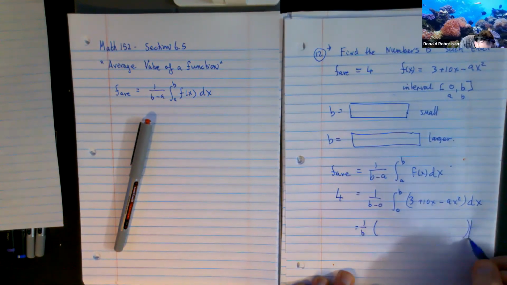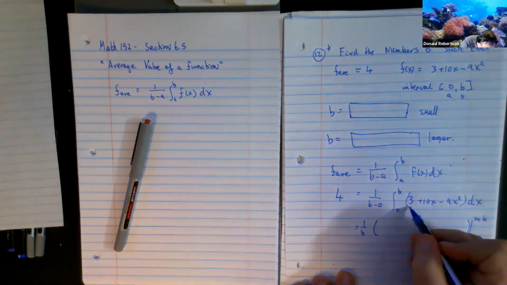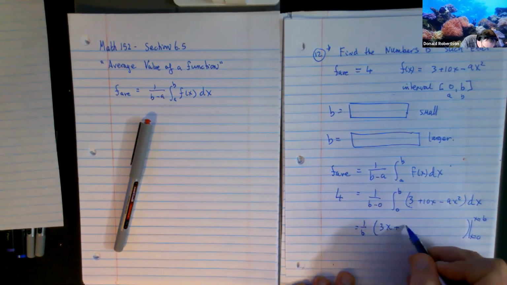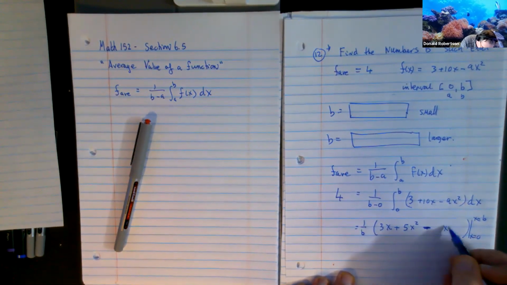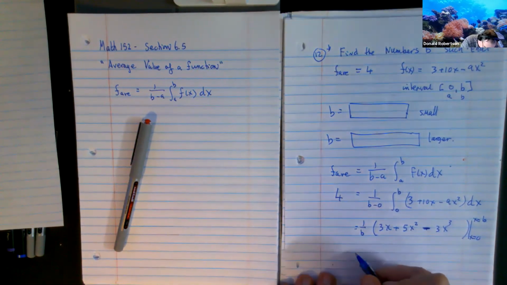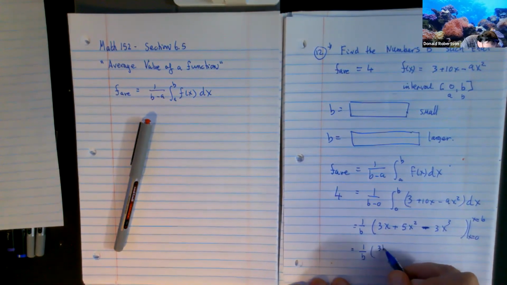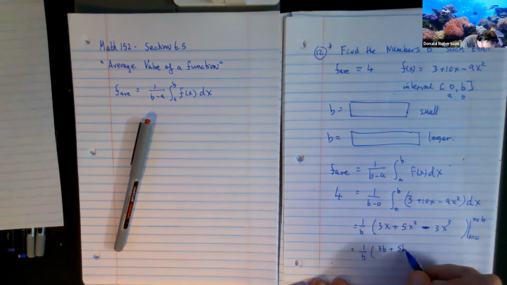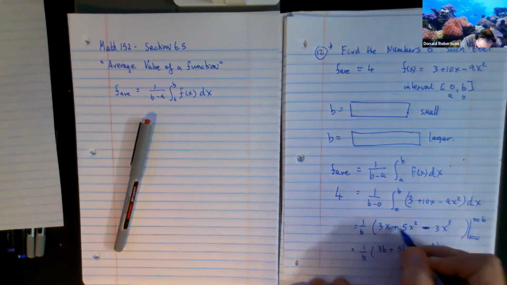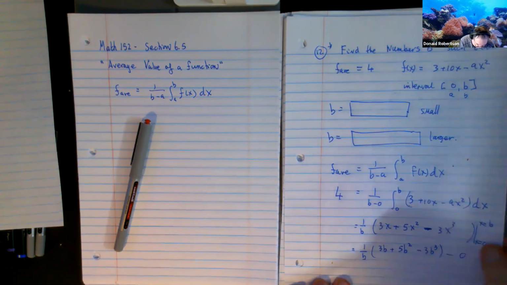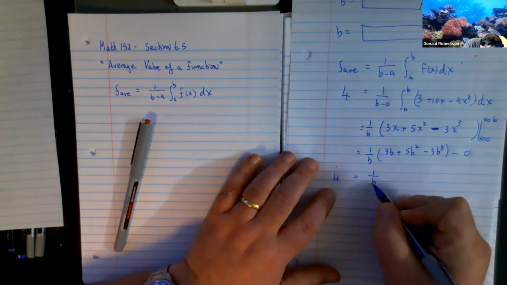Now, normally you would integrate and plug in the start and the finish. So I'm going to do that. 3 gets me 3x. 10x gets me 5x squared. And this guy gets me 3x cubed. And I have 1 over b. Plug in b, you get 3b, you get 5b squared, take away 3b cubed. Minus, you plug in zeros, you get a whole load of zeros. So I now have that 4 is 1 over b times all this stuff.